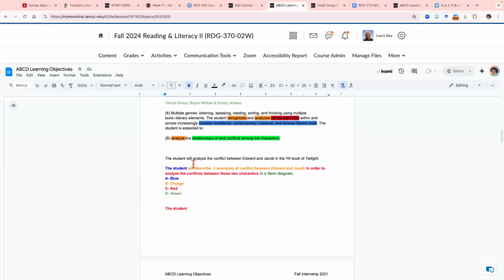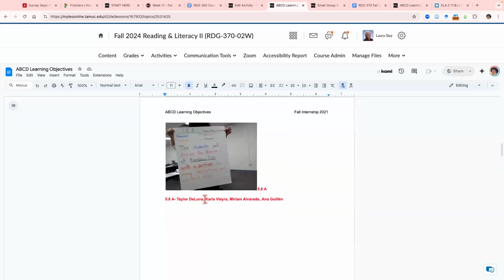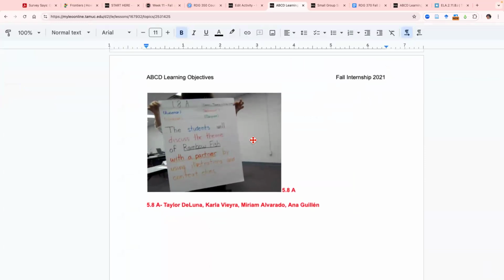But as you walk through, you're going to see some examples of something that students did way back when I taught this. That would have been an internship in 2021, as you can see. So here's an example. The students will discuss the theme of Rainbow Fish with a partner by using illustrations and context clues. That was a first grade writing teak.